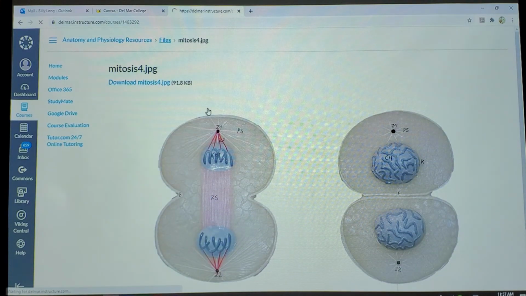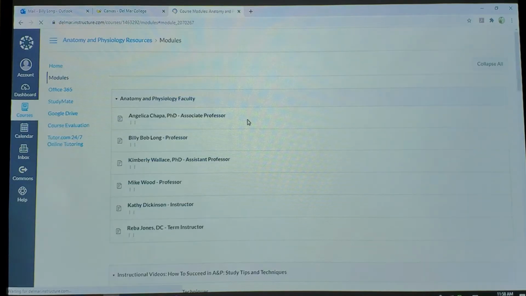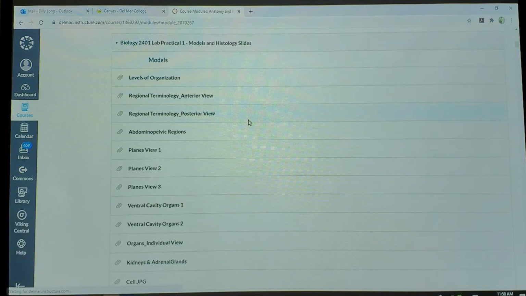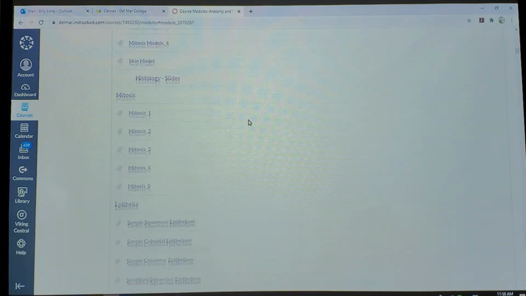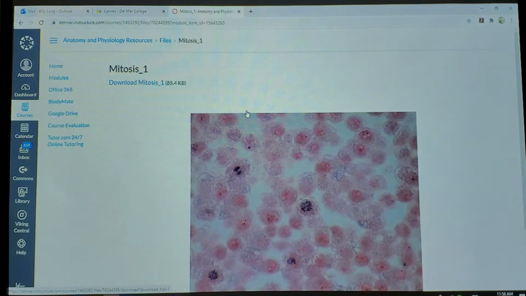So let me go back to my files. I'm gonna go back to Lab Practical 1. It's not the smoothest navigation, we're working on it. Then we go to the slides. So the histology slides for mitosis, the first slide you want to see is this one.